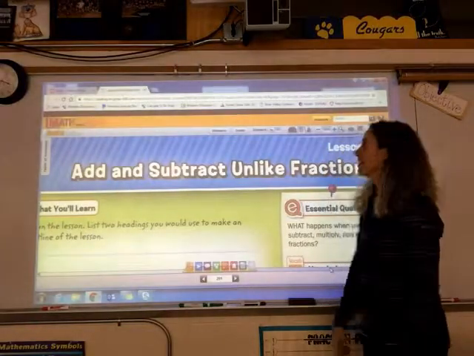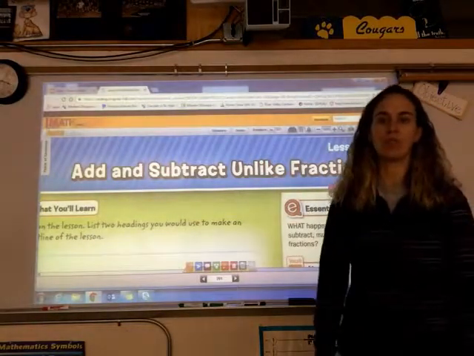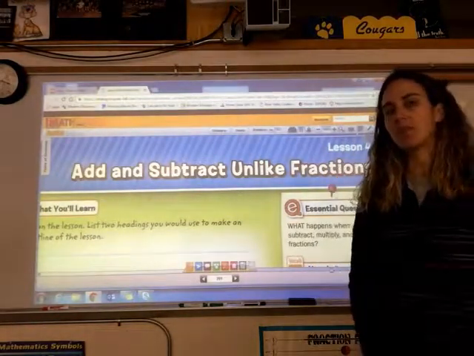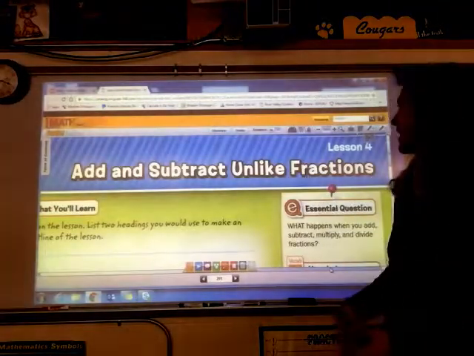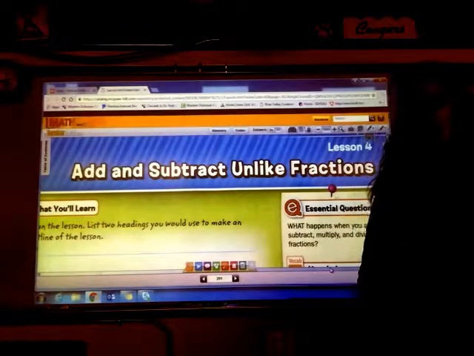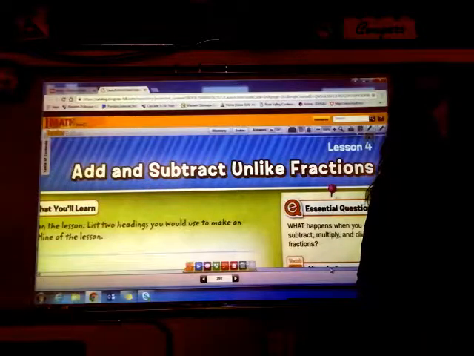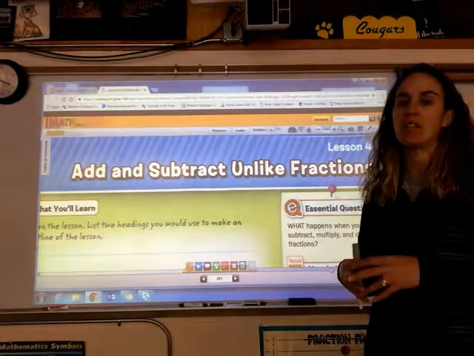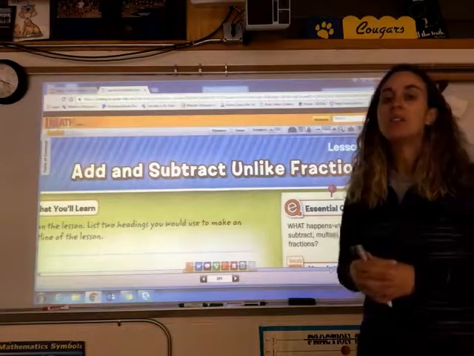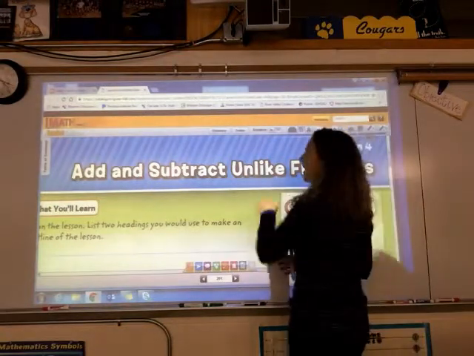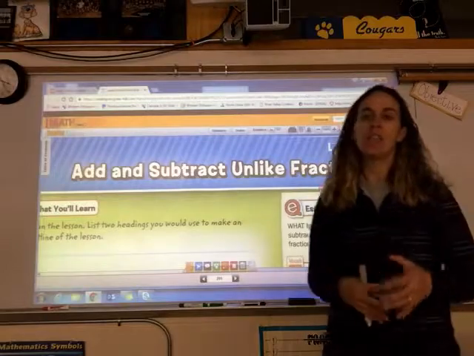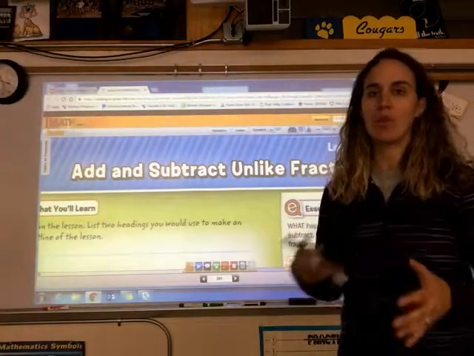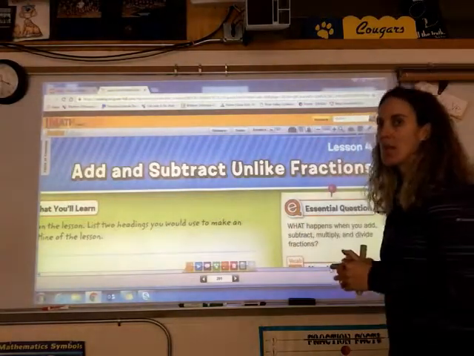Today we're going to take a look at lesson 4 of chapter 4, which is a continuation from lesson 3. Today we're going to be looking at adding and subtracting unlike fractions, okay? Prior to today's lesson, you were working on adding and subtracting like fractions, meaning that the denominators were already the same. Today we're going to be looking at situations where we have unlike fractions, meaning denominators are not going to be the same, so therefore we're going to have to find those common denominators.